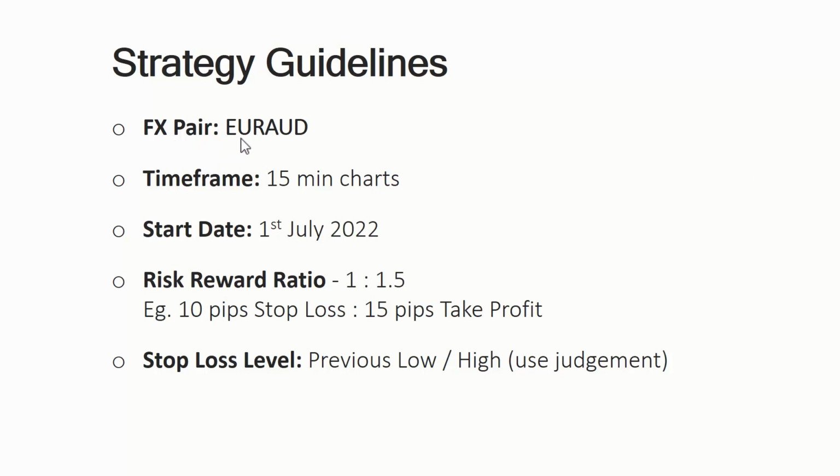So here are the strategy guidelines that I'm going to use. I'll test the strategy on the Euro Australian dollar pair. The time frame for my charts will be 15 minutes and I'm going to set a start date of the 1st July 2022. And I'm going to be trading in a live environment. I am not going to be able to see whatever happens with the data, and I'll show you how that works in a second. Risk reward ratio, I'm going to use 1 to 1.5. So what that means is that if I put a stop loss 10 pips above, then the take profit level will be 15 pips. And then the stop loss level will be the previous low or previous high.